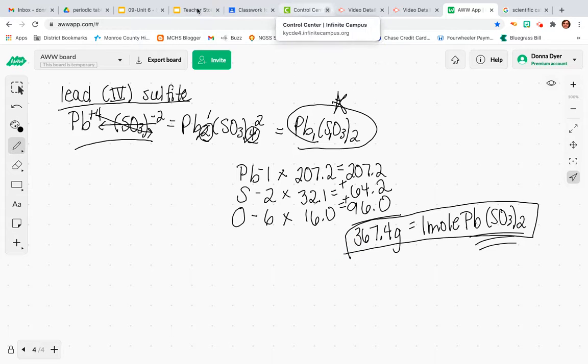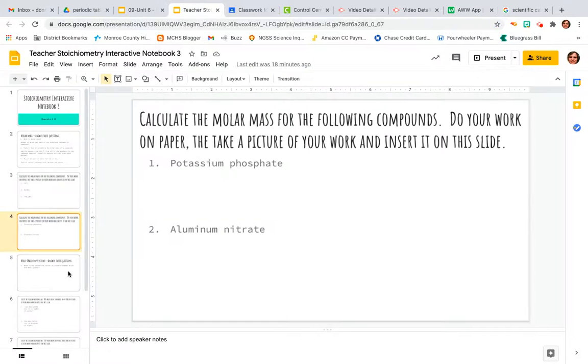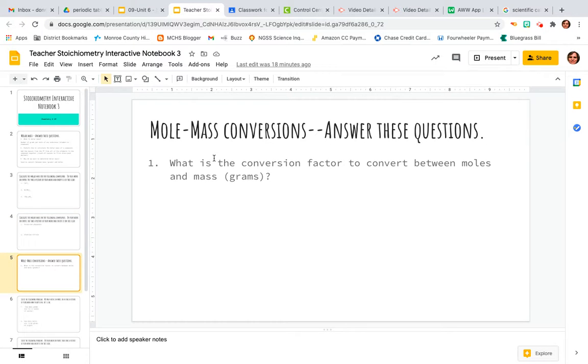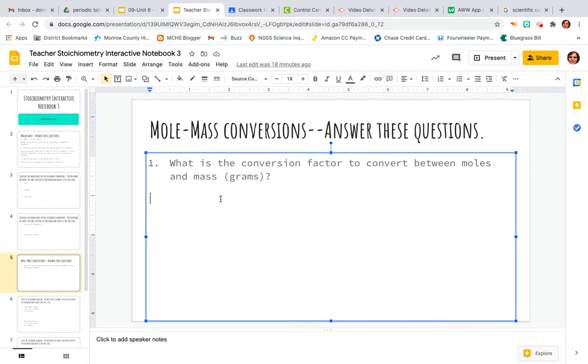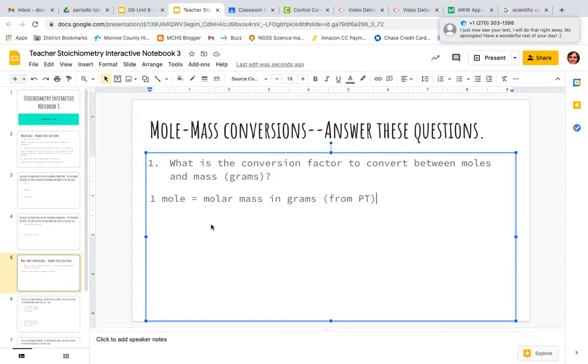So what is the conversion factor to convert between moles and mass, which is grams? Well, it is 1 mole is equal to the molar mass in grams. And where are we going to get that? We're going to get that from the periodic table. So again, when you're doing mole-mass conversions, mass-mole conversions, whatever, you have to use the periodic table. Anytime mass is involved in doing these molar conversions, you're going to have to use the periodic table.